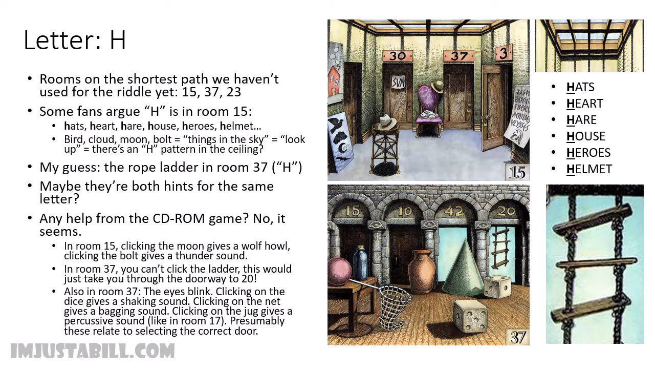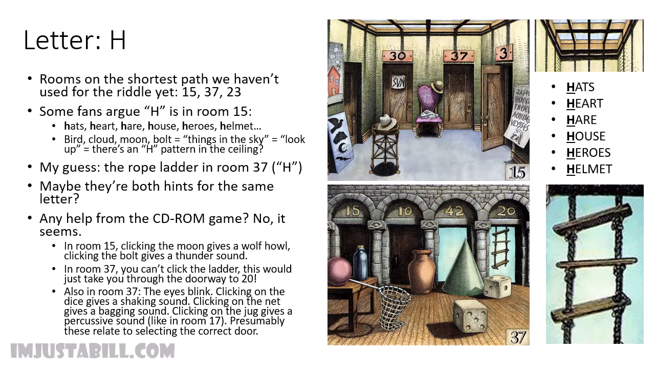But I have another idea. If we look at room 37, there's that rope ladder. And if we take a look, it looks like there's an H right in the rope ladder itself. So other fans like myself argue that H may be hidden in there. Now, it could be that the author put H in both places, both ways to hint the letter. It's possible, even though we only use the letter once.